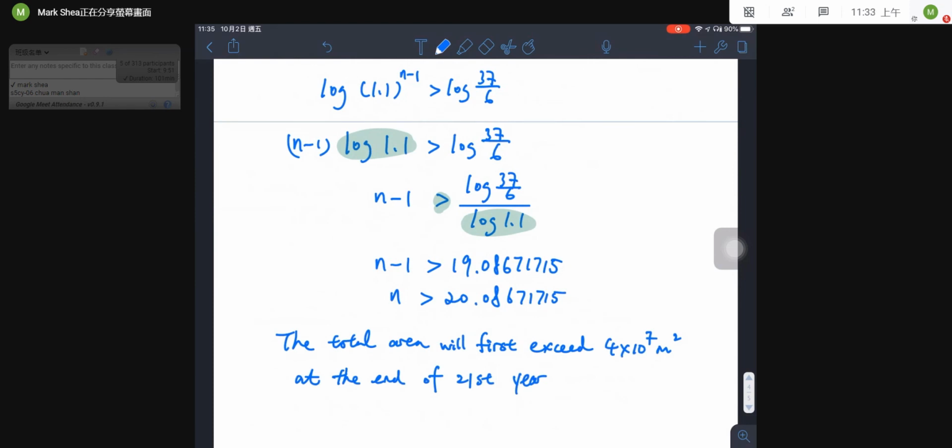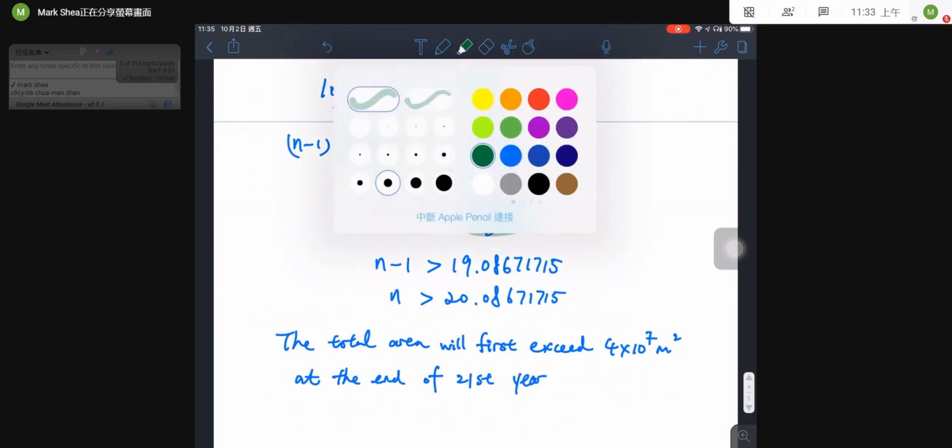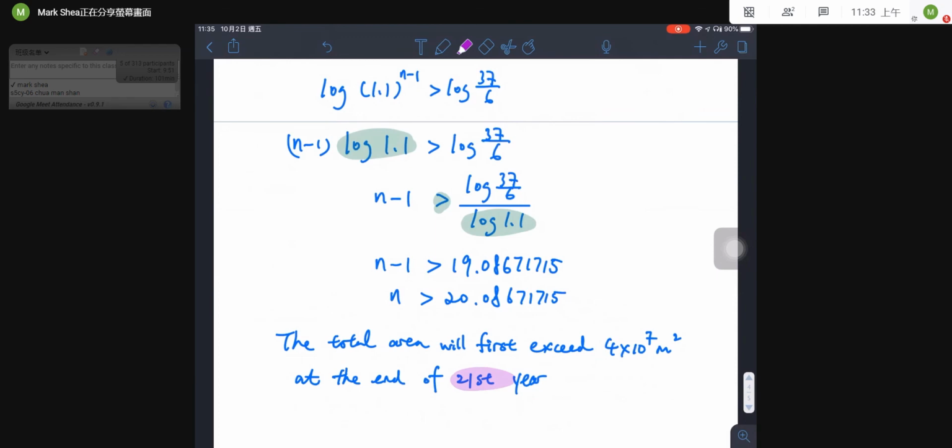So the conclusion is that the total area will first exceed 4 times 10 to the power 7 meters squared at the end of the 21st year. Okay, so that's all for B2.